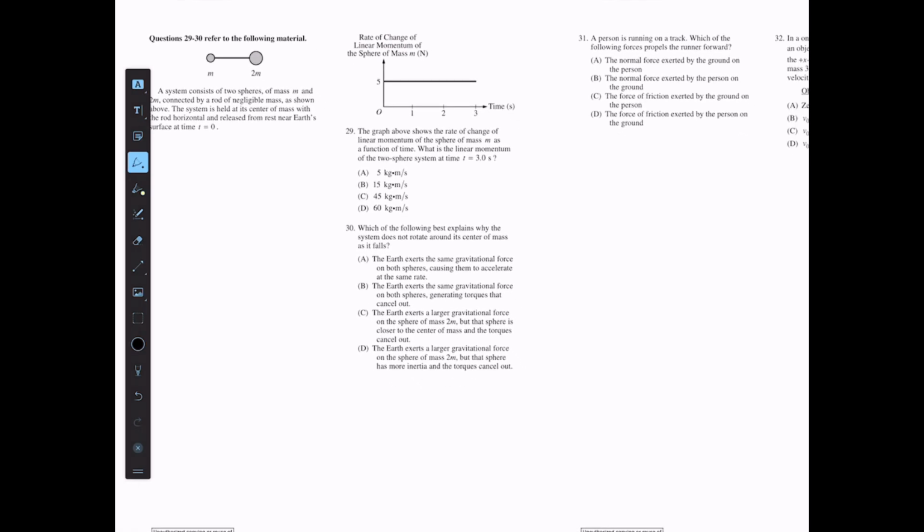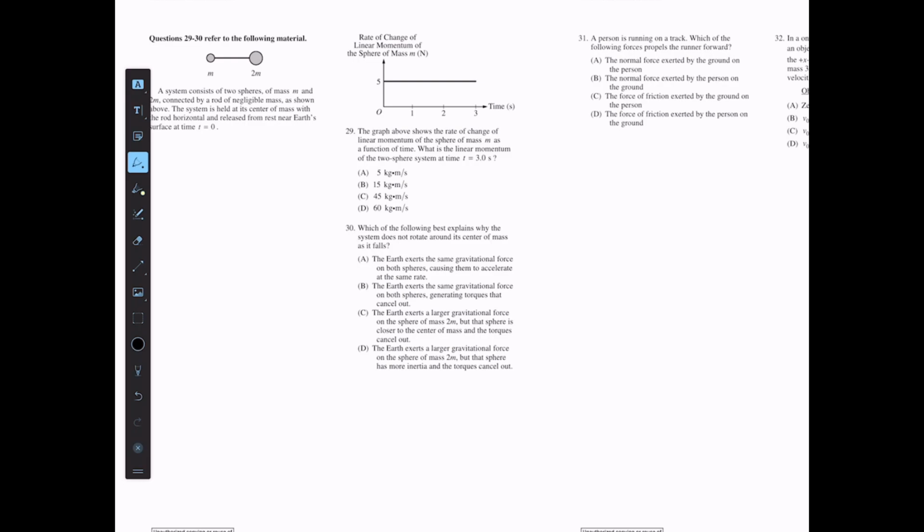A system consists of two spheres of mass m and 2m connected by a rod of negligible mass. The system is held at its center of mass with the rod horizontal and released from rest near the Earth's surface. So the graph above shows the rate of change of linear momentum of the sphere of mass m as a function of time. What is the linear momentum of the two-sphere system at time t equals 3?